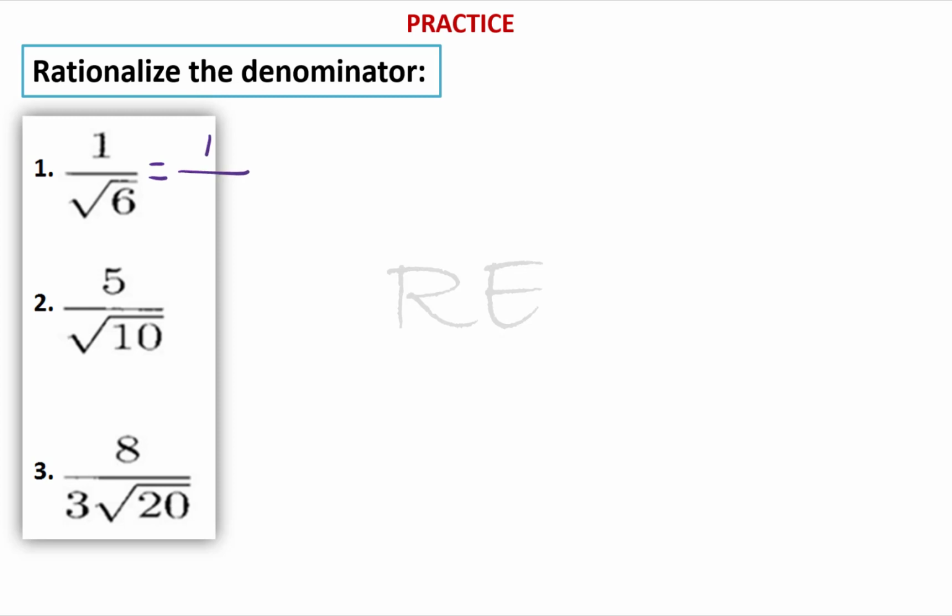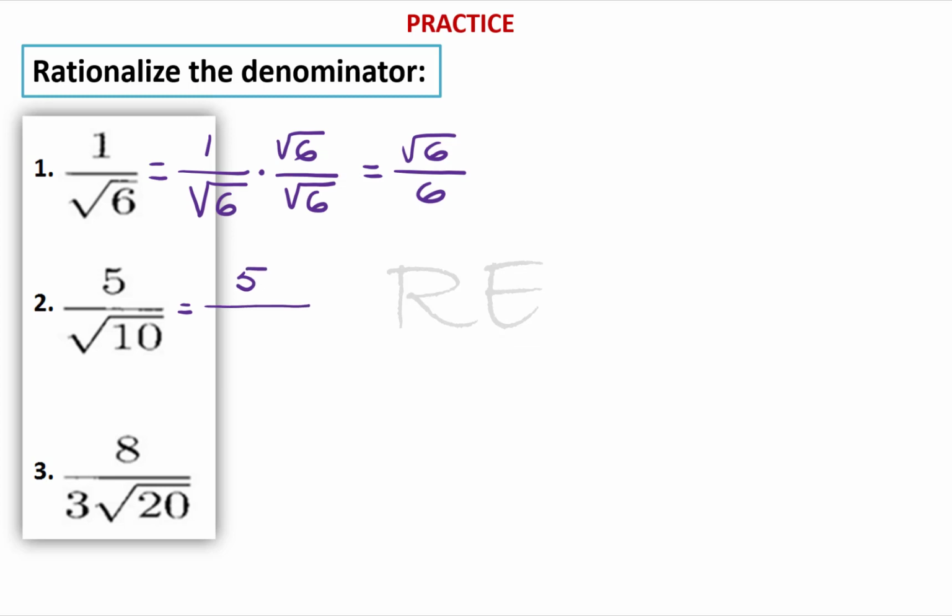To rationalize the denominator of 1 over square root of 6, we multiply 1 over square root of 6 by square root of 6 over square root of 6. Our answer is square root of 6 over 6.